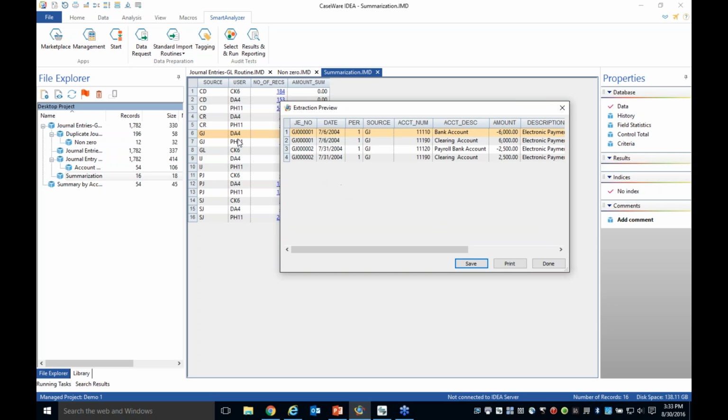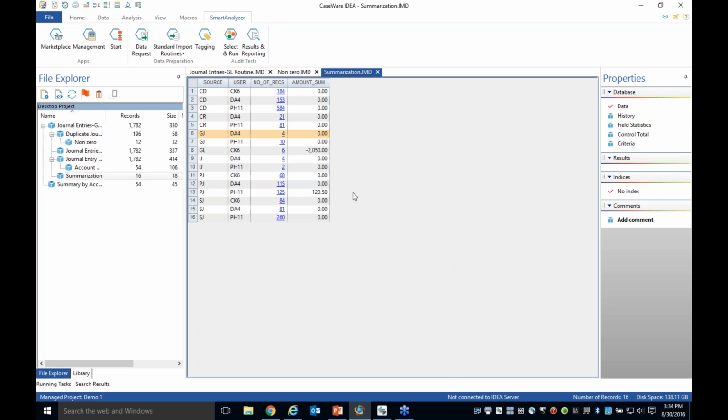So why did this person, DA4, do a couple of journal entries to move data from a bank account to a clearing account? That may be a fine thing that they've done, but maybe I want to go investigate that. So I can just take a little snapshot of this, or just get this out to an Excel file or something like that, and do some analysis. That's kind of an interesting one.